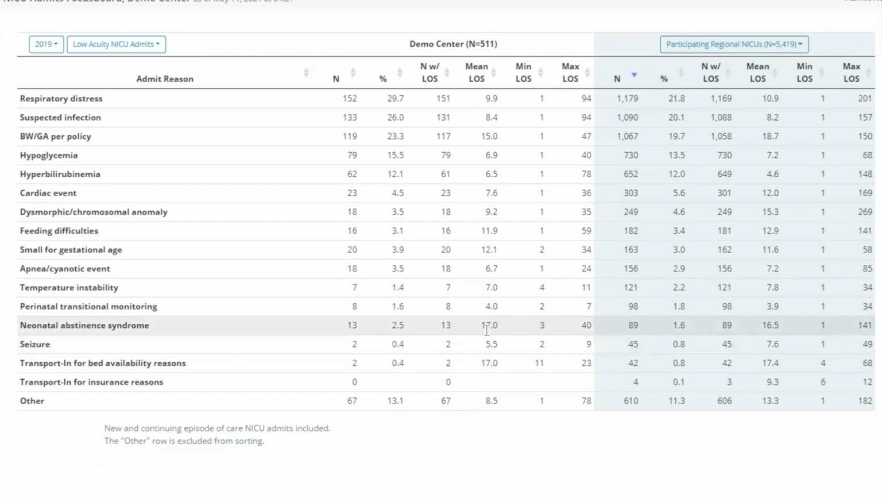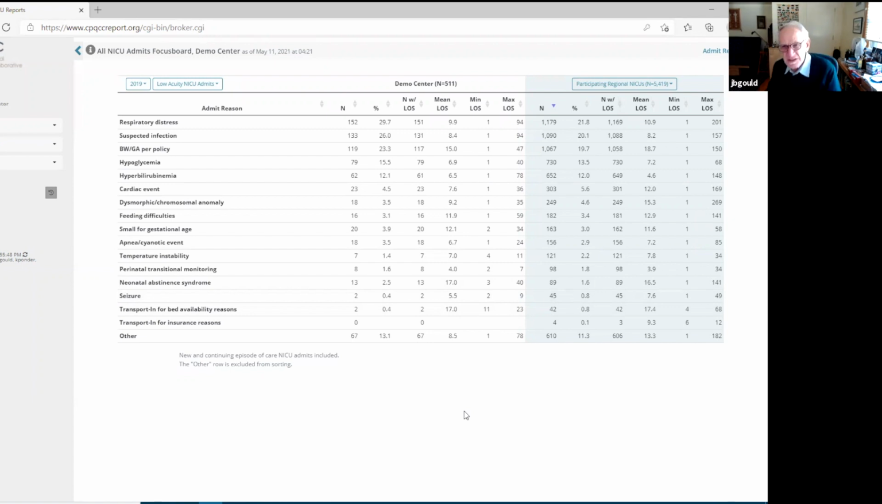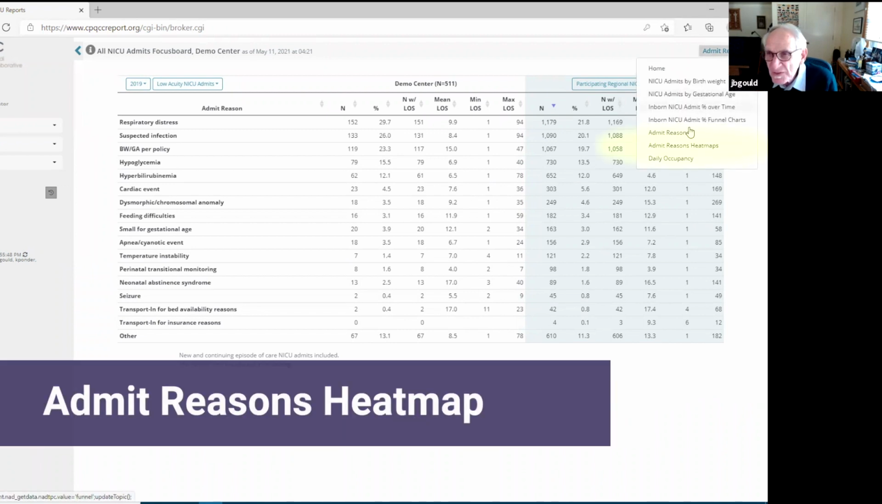But their average length of stay, their mean average length of stay, was 17%. So that's pretty interesting. But when you're looking at diagnoses in the NICU, it's nice to know averages for everybody, but we know that depending upon your gestational age or your birth weight, the kinds of illnesses that we're faced with are really quite different. So to get a sense of what's going on by gestational age or by birth weight, we go to the next thing, which is called the heat map.